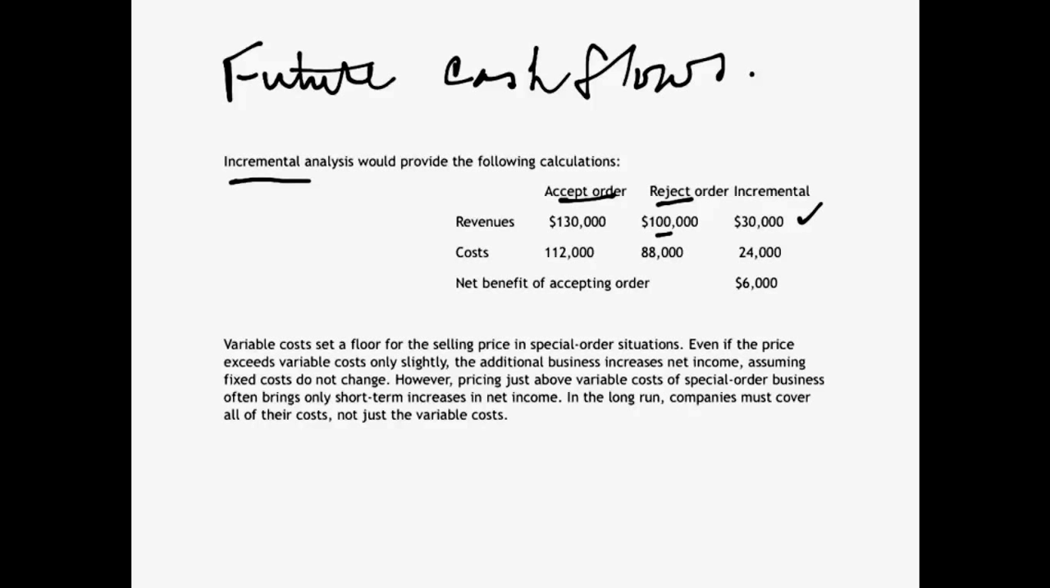The cost, though, will go up because I have to produce more. And compared to if I stay the same, my costs will be just what they were before. So the incremental cash outflow would be 24,000, and there is the net benefit of accepting the order. As I demonstrated with the financial statements, the profit went from 12,000 up to 18,000.